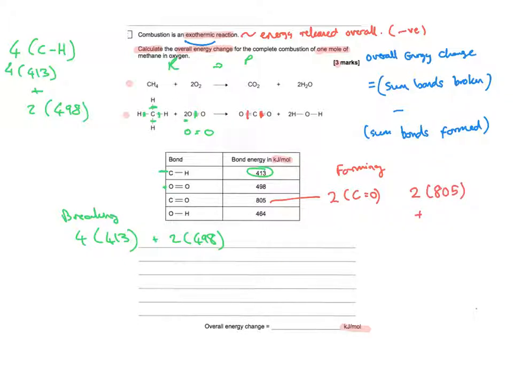I need to add it to, well, I've got a hydrogen-oxygen there and a hydrogen-oxygen there. So there's 2 hydrogen-oxygens, but I've got 2 of them in total. So I've got another molecule. So therefore I've got to form 4 bonds of those hydrogen-oxygens. Okay, so I know my hydrogen-oxygen is there. So then I've got 4 lots of 4, 6, 4. So that's my breaking. My forming is this.